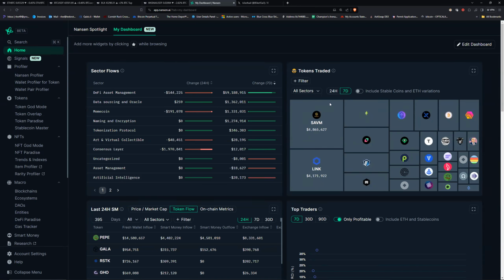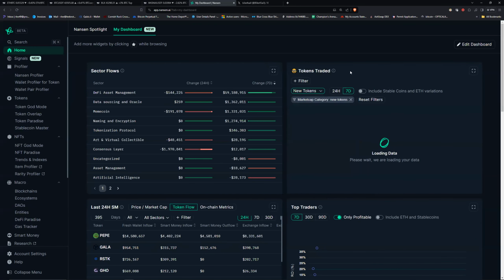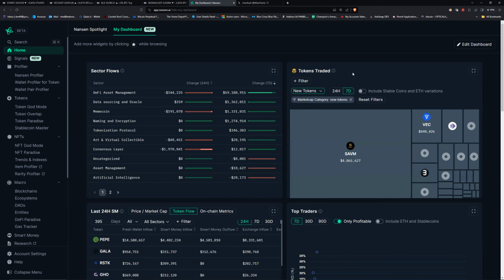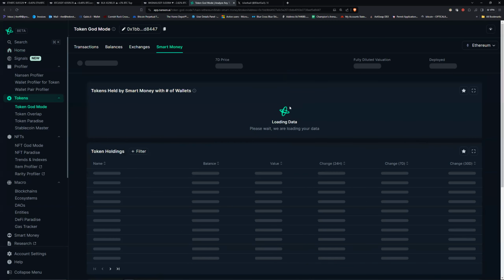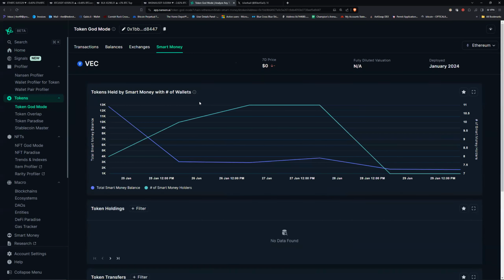Let's see, tokens traded over the last 7 days. If we just look at new tokens, this is one of those things that I can't really put in a channel, that I would have to review myself and then say, okay, look at this coin, I think this might be a good play. This is actually one of Braver's picks right here, VEC, and it seems like it's doing pretty well. Though I don't think there's a whole lot of smart money into it just yet, because it just deployed in January. But if we click on it and check smart money, yeah, there are some holders.